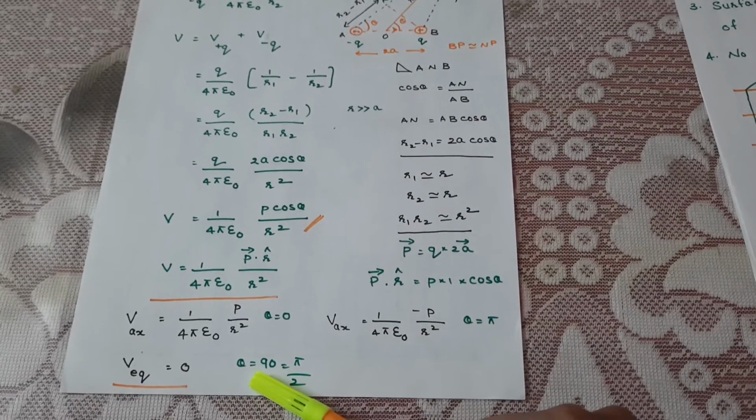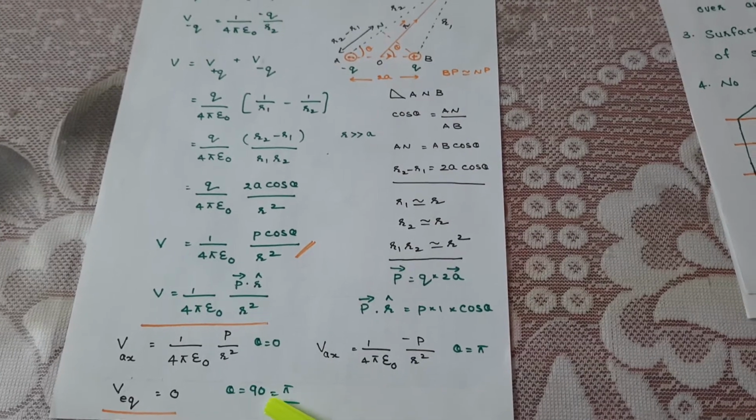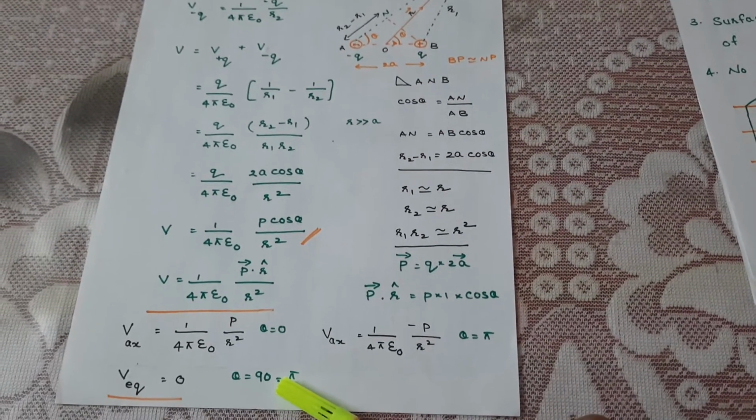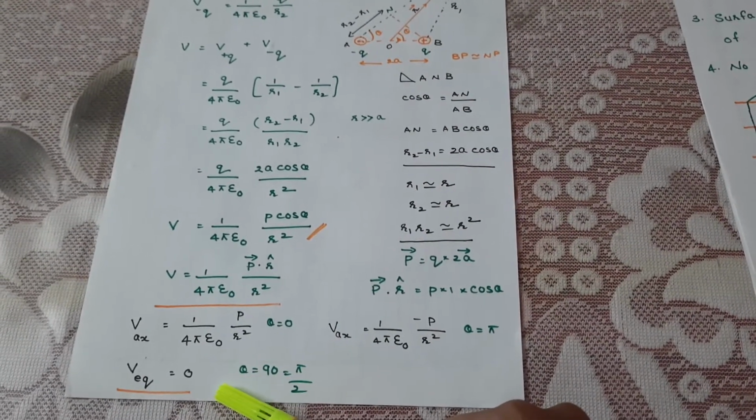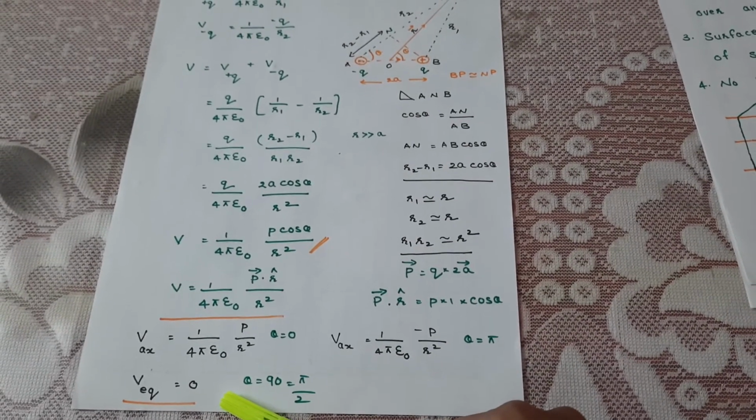And for the equatorial points, theta is pi by 2 or 90 degree. Cos 90 is 0. Therefore, the potential on the equatorial plane is 0.